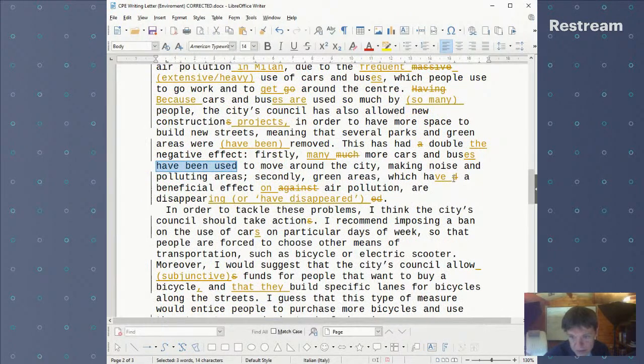Secondly, green areas which have a beneficial effect on air pollution. You have an effect on something, are disappearing. So here we've got a verb phrase. We've got present continuous, so are disappearing and not are disappeared. But maybe he means have disappeared, which would be fine as well. You could use present continuous, in which case they are still disappearing. Or you could use present perfect, which sounds like they have already disappeared.